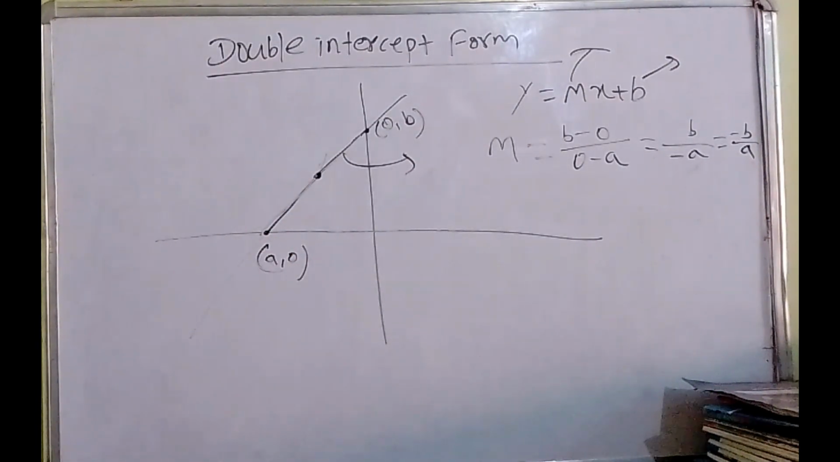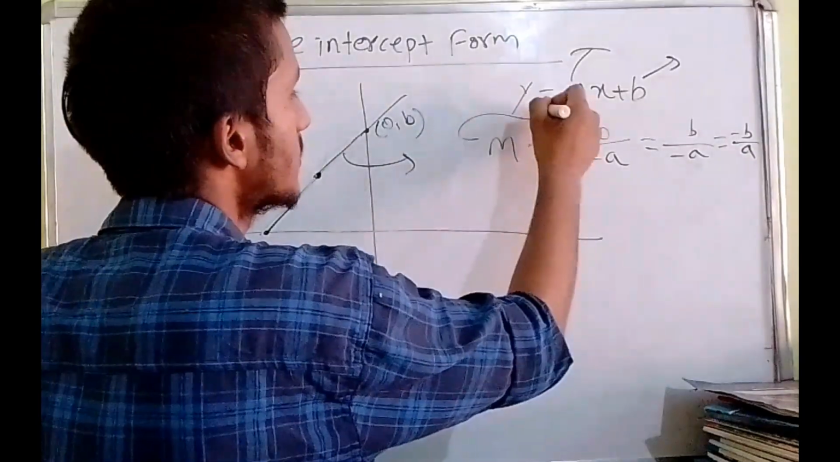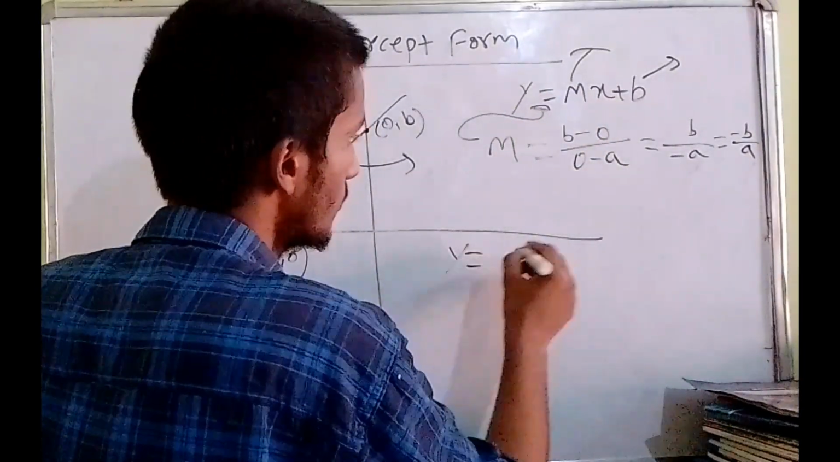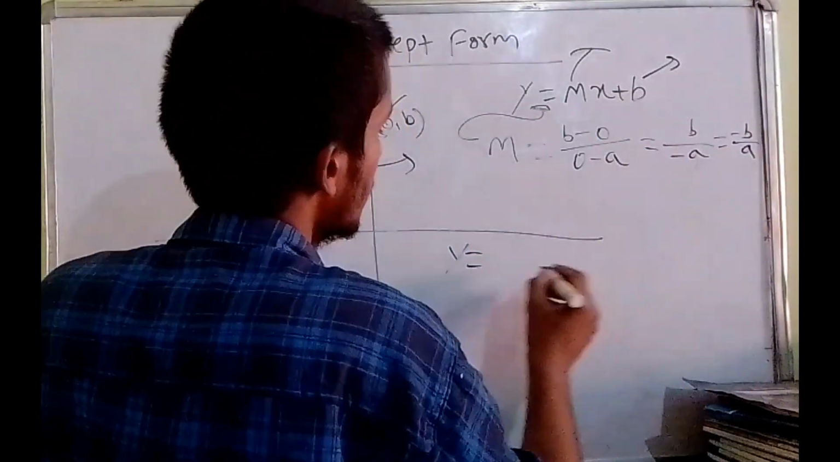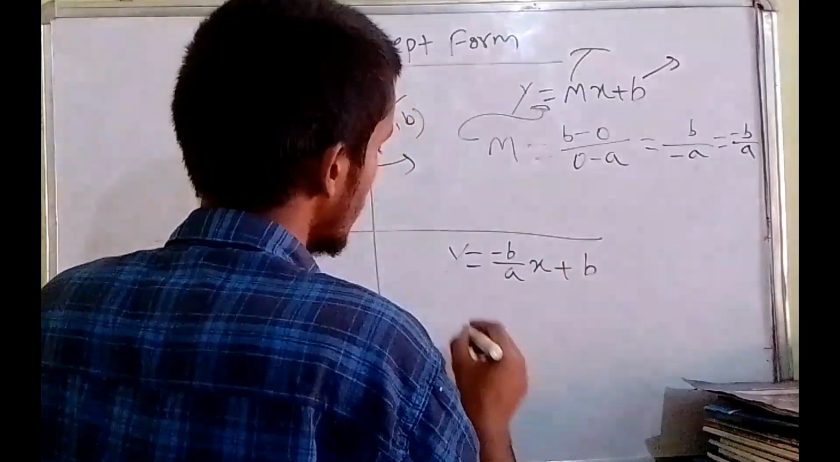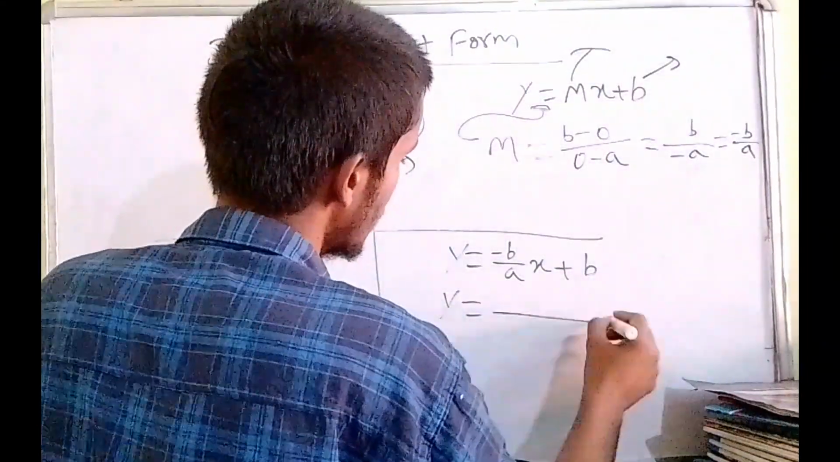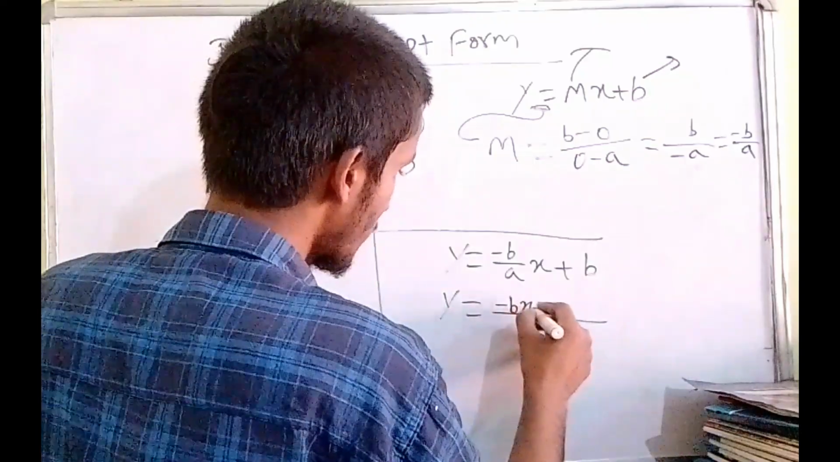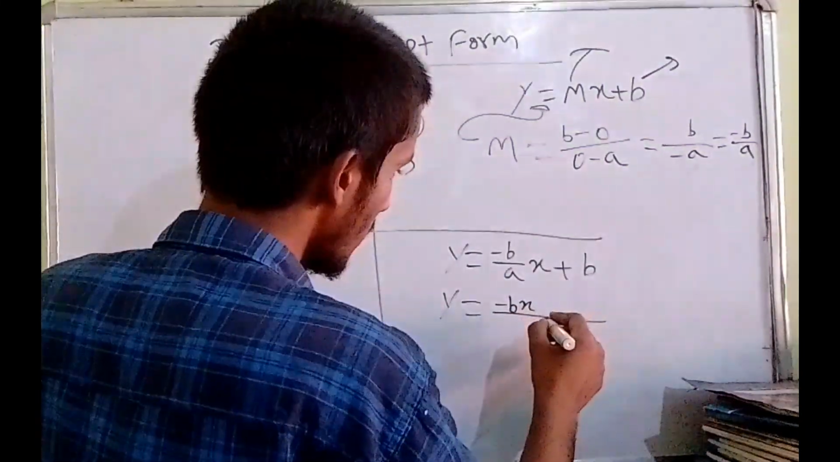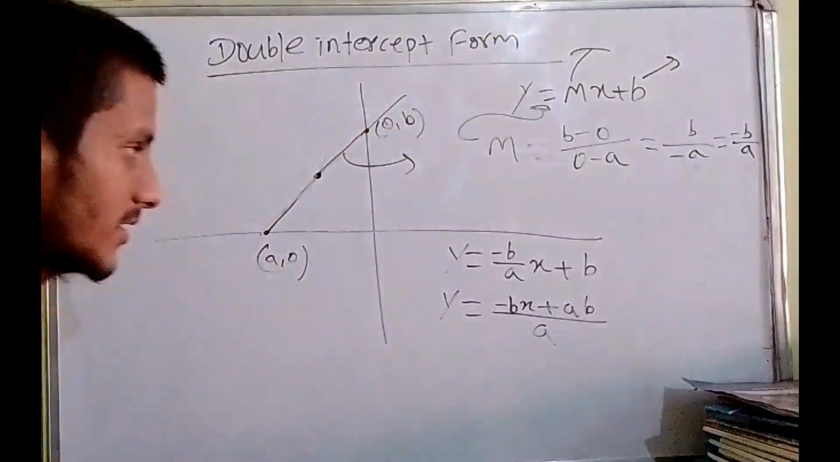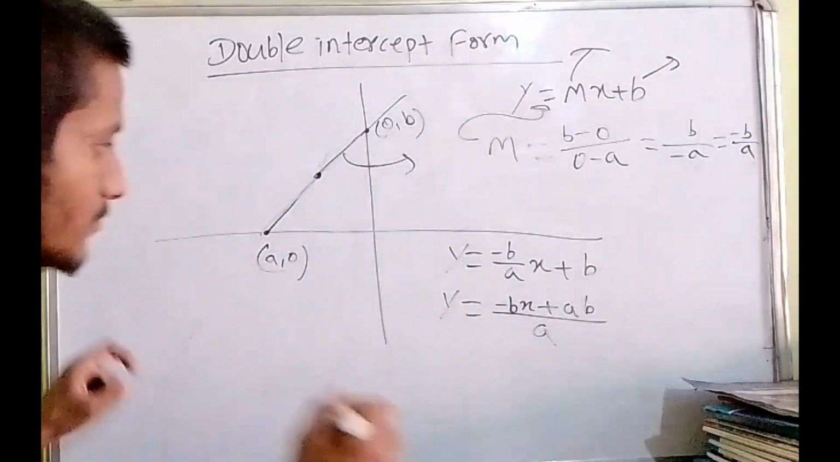Now let's plug the slope into this very equation. So y is equal to, this m will be replaced with minus b over a, times x plus b. Let's do the manipulation a little. So this will be negative bx plus ab over a. Pretty easy. Okay, so you got it.